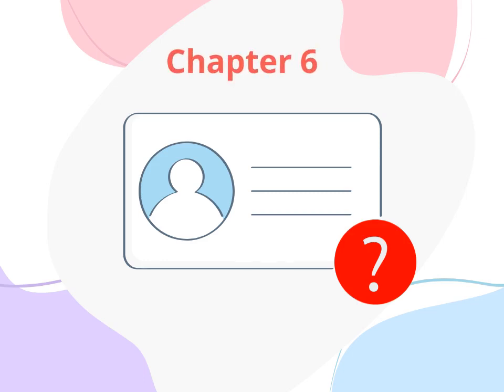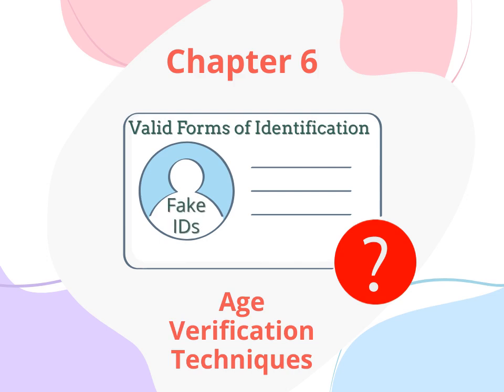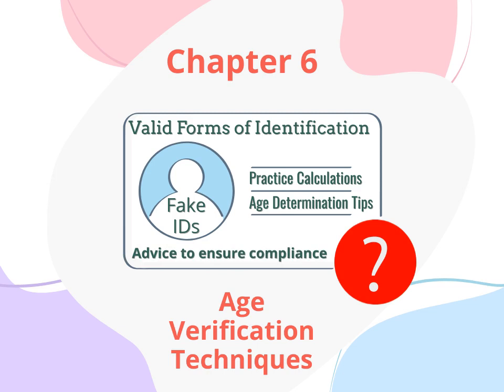Chapter 6, Age Verification Techniques. In Chapter 6, we will be discussing age verification techniques. We will also discuss valid forms of identification, fake IDs, practice age calculations, and tips on how to verify buyers 21 and older. Lastly, we will offer some advice to ensure compliance.